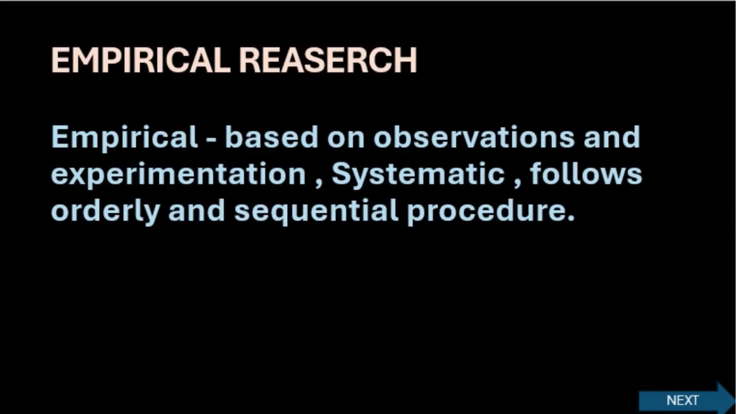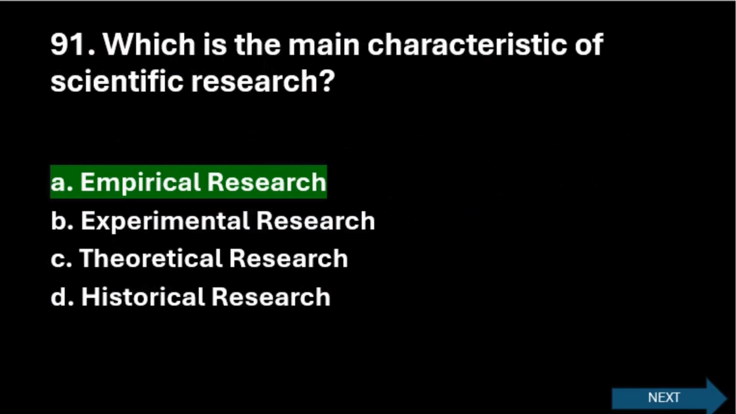Empirical research is based on observations and experimentation. It is systematic and follows an orderly and sequential procedure. So empirical research is the main characteristic of scientific research.